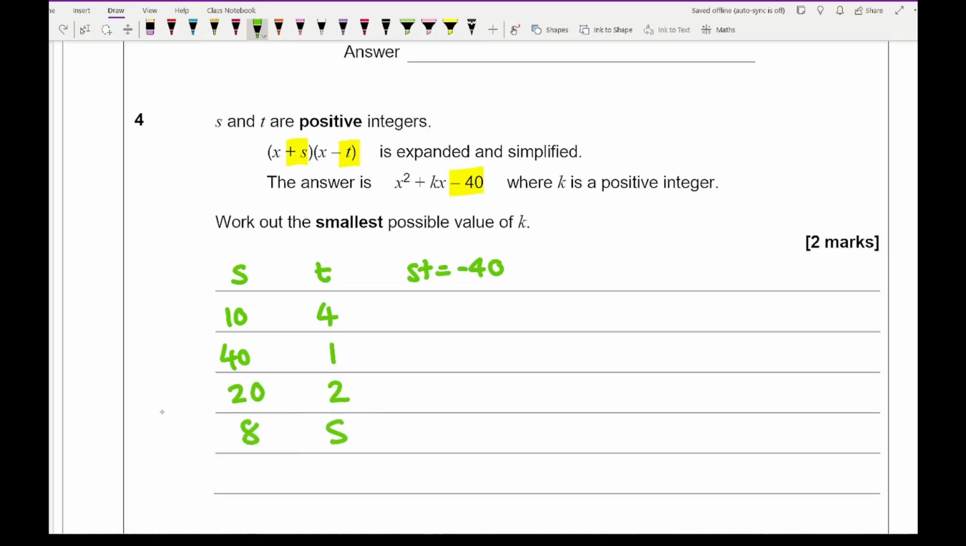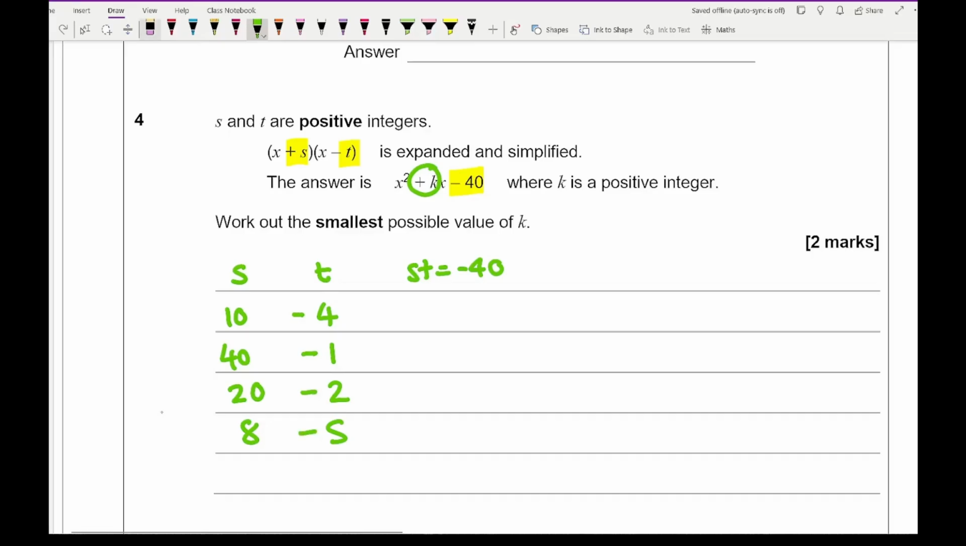So they're all the combinations. Obviously I can reverse those numbers, so I could have 4 and 10, 1 and 40, 2 and 20, and 5 and 8. Now with this, because I know that k is positive, it means that the bigger number out of the two is going to be positive. So then that means the smaller number is going to be negative.